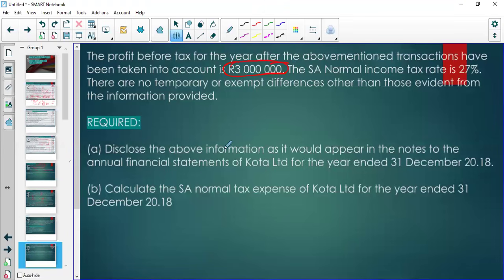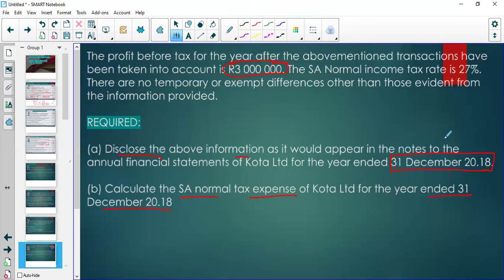I want to add something to this because the question wants us to disclose the above information for the year ended 31 December 2018. So that's the disclosure. Then a calculation of the SA normal tax expense for the year ended 31 December 2018.